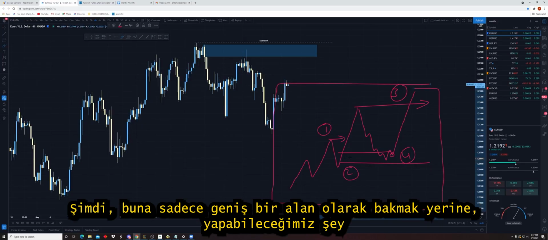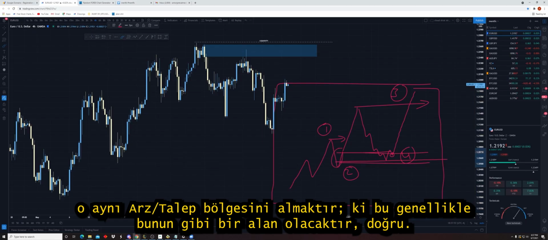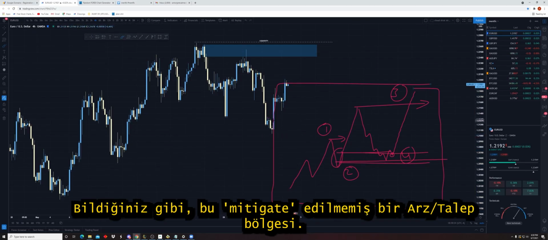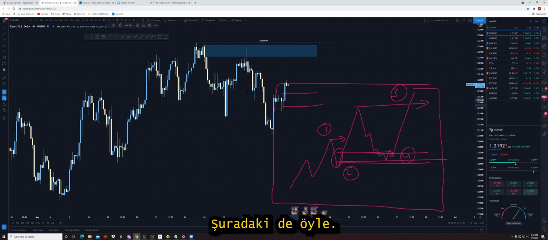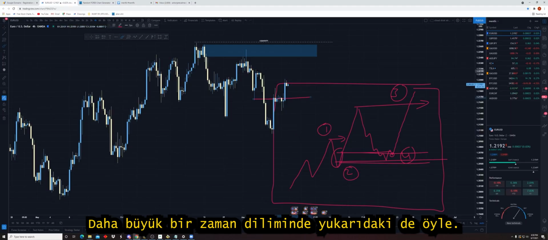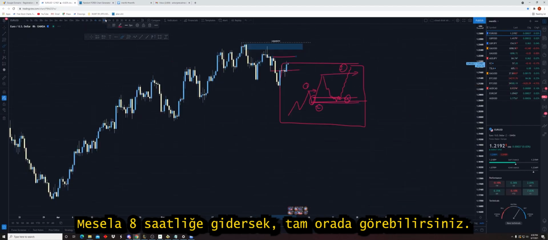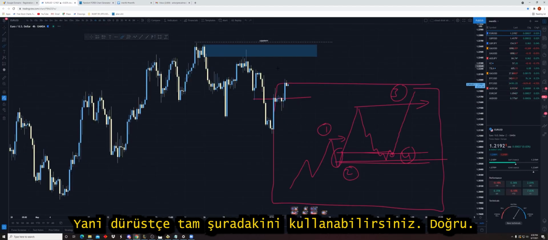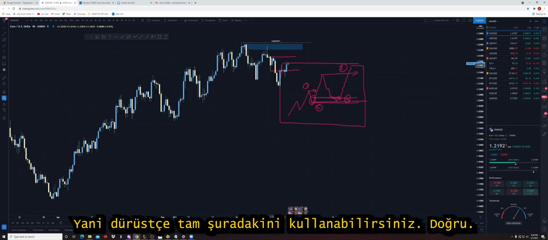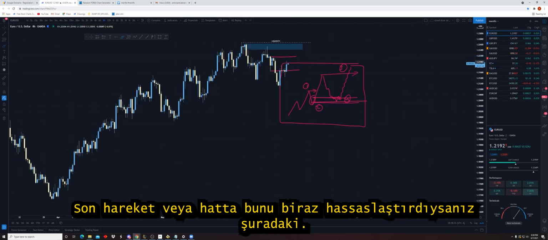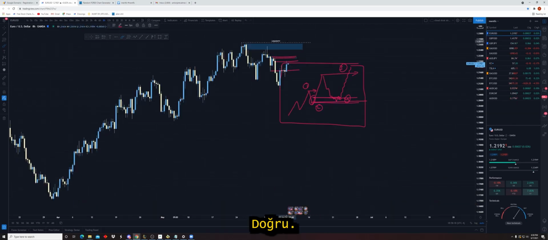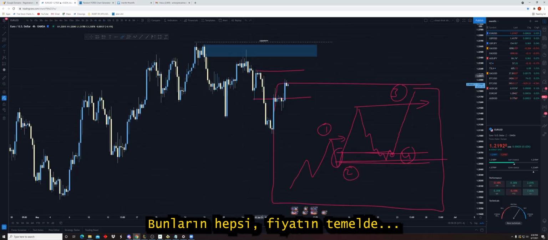Now, instead of just looking at this as a large area, what we can do is take that same SND zone, which is oftentimes going to be an area like this, right? So as you all know, this is an unmitigated SND zone. So is this one right here, and so is this one up here on a larger time frame. If we go to an 8 hour, you can see it right there. So you could honestly use this one right here, the last up move, or even this one right here if you already refined it a little bit.